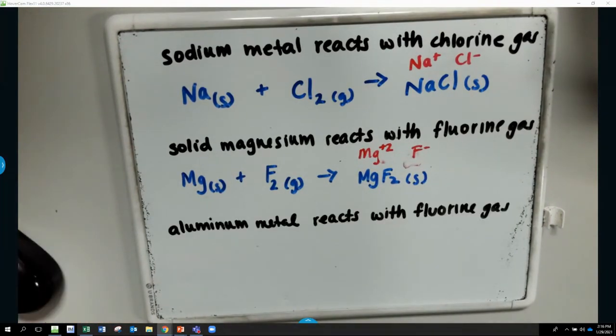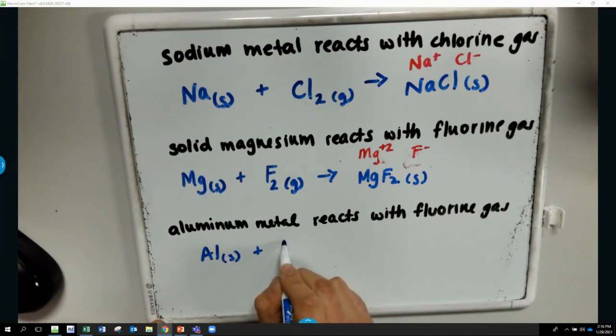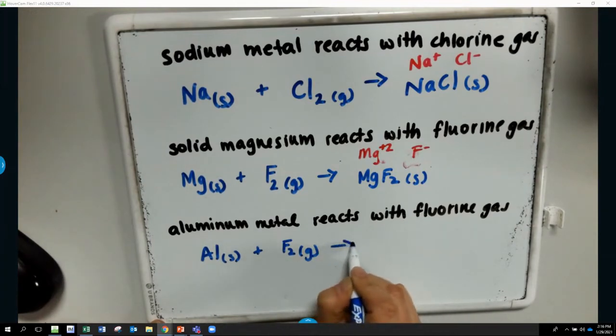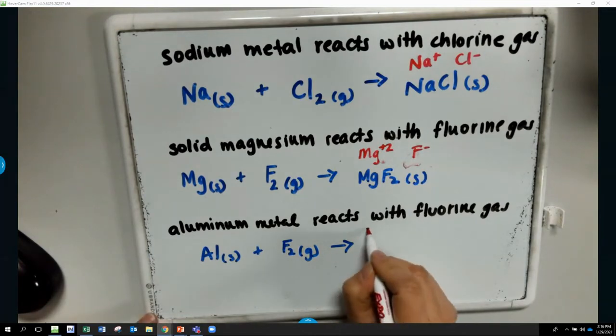The last example we have is aluminum metal reacting with fluorine gas. So aluminum metal, this is a metal, it's monoatomic, so we're going to put an Al(s). It's reacting with fluorine gas. Fluorine, again, is diatomic. Okay, and we're making a combination or a synthesis reaction. So we're going to put aluminum and fluorine together.